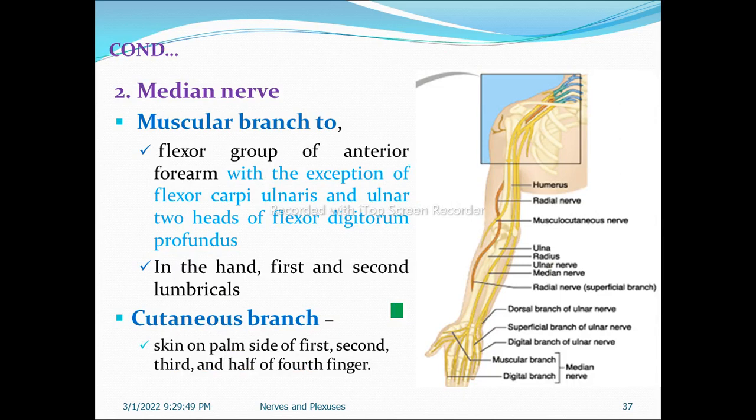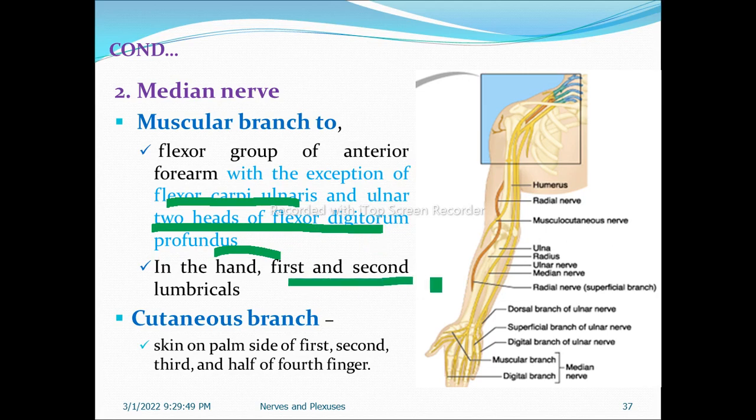The median nerve also will give two branches, a muscular branch and a cutaneous branch. The muscular branch of the median nerve supplies all flexor muscles of the forearm, or anterior groups of the forearm, except flexor carpi ulnaris and the ulnar two heads of flexor digitorum profundus, because flexor carpi ulnaris and the ulnar two heads of flexor digitorum profundus are supplied by the ulnar nerve. Except these two parts, the others are supplied by the median nerve, and also the first and second lumbricals are supplied by the median nerve.